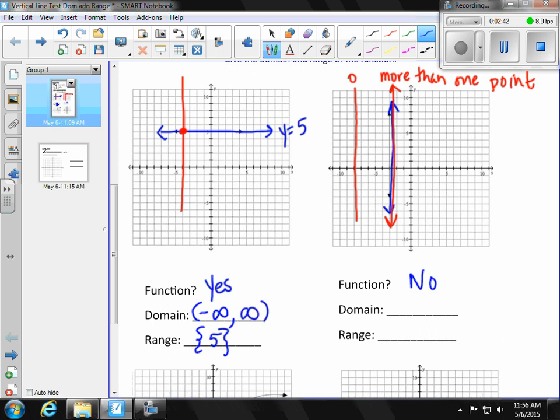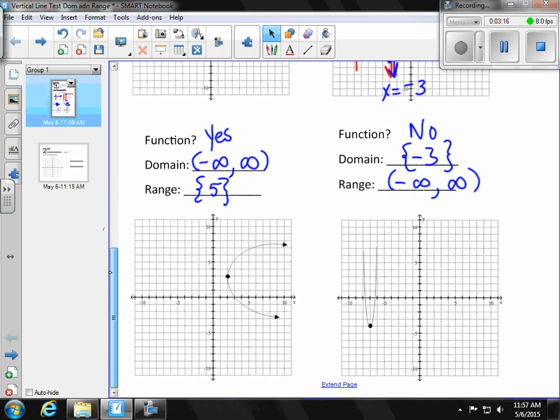For my vertical line, if we look here, every point has an x value of -3. I only have one number in my domain, and that is the number -3. My range, however, this graph goes down forever and up forever. It goes down towards negative infinity and it comes up towards positive infinity. So that's the range for that function.